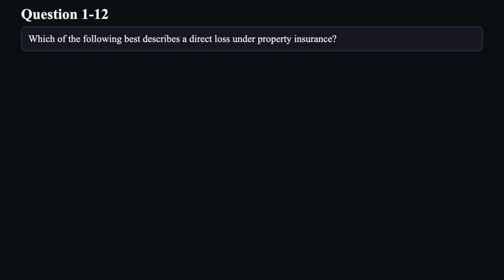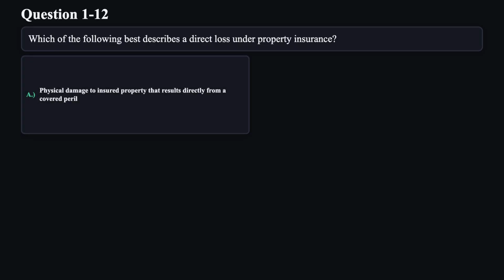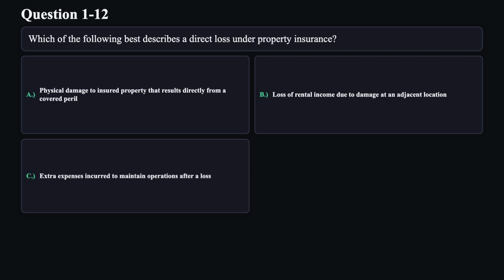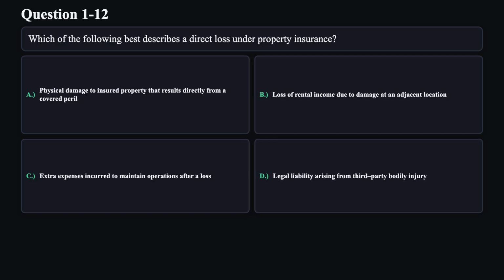Question 12. Which of the following best describes a direct loss under property insurance? A. Physical damage to insured property that results directly from a covered peril. B. Loss of rental income due to damage at an adjacent location. C. Extra expenses incurred to maintain operations after a loss. D. Legal liability arising from third-party bodily injury.